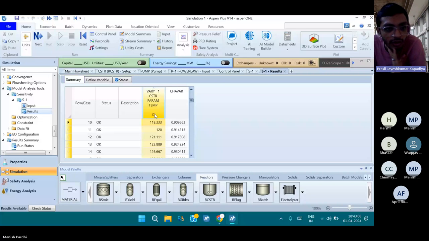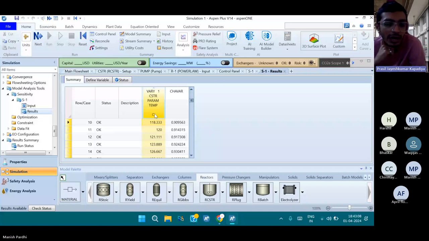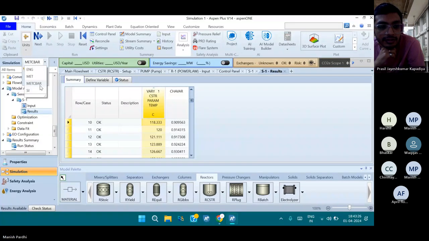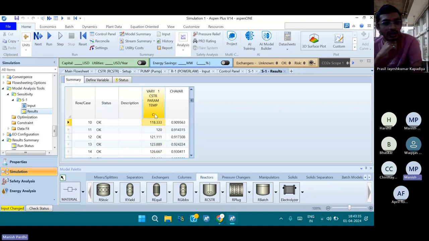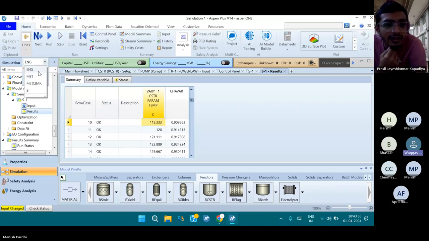Go to that units option on top and change to British units. I guess it will show it in Fahrenheit. On top, if metric, you can see. No, not metric, English units. Okay, English unit. I guess it will show up in Fahrenheit. No, it's not showing. Okay, leave it then. We'll have to run again after changing the units. It's fine. Leave it.